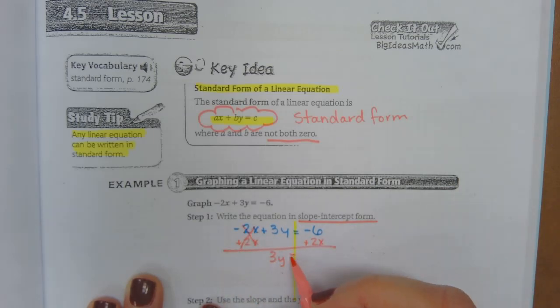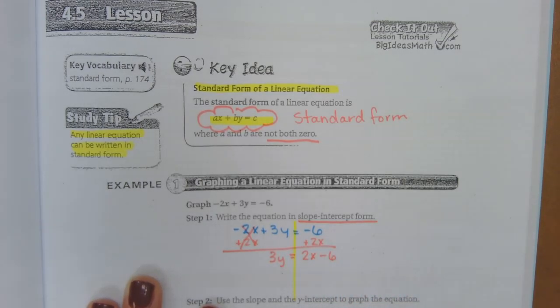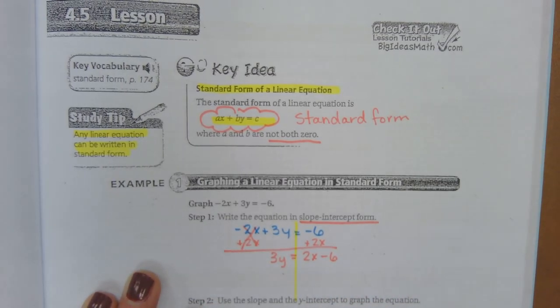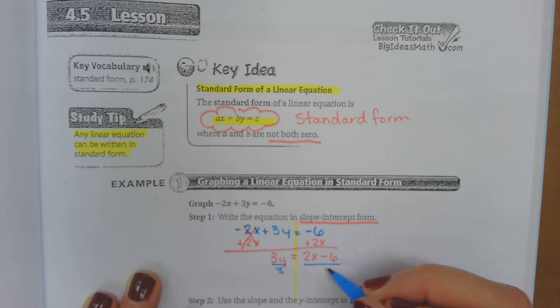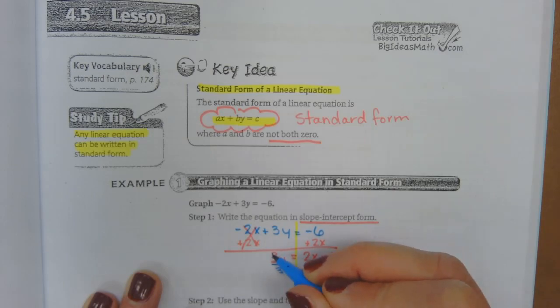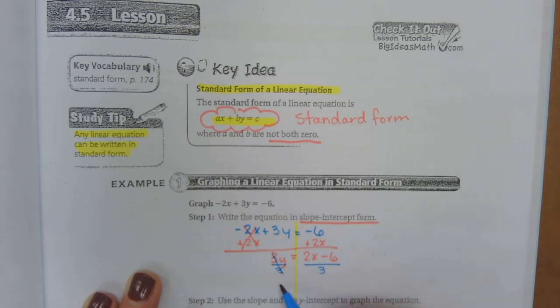So that leaves us with 3y equals, now remember, slope-intercept form, we want the x term to go first, so 2x minus 6. Now, we still don't have y by itself, so what do we need to do next? Yes, divide by 3. So when we divide this by 3, we get y equals.